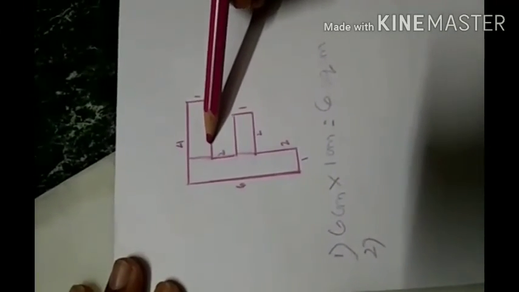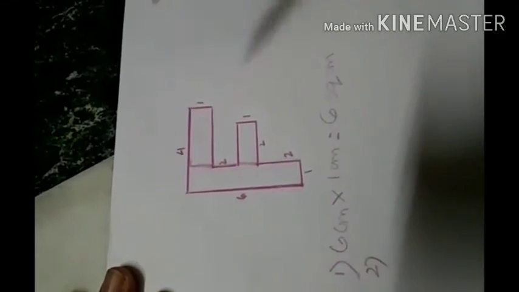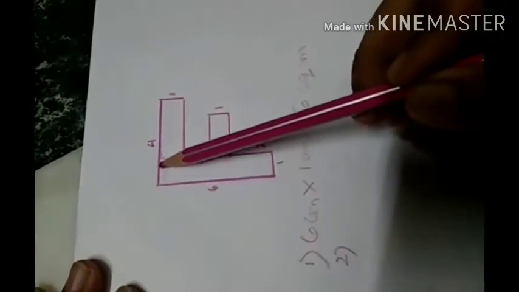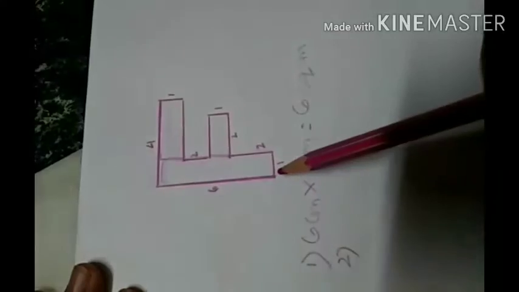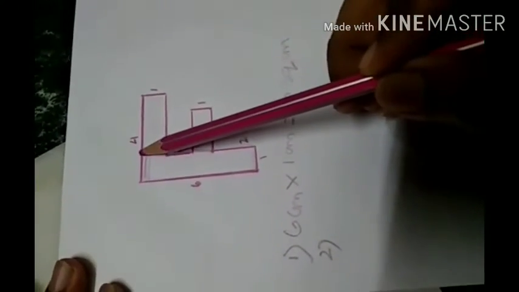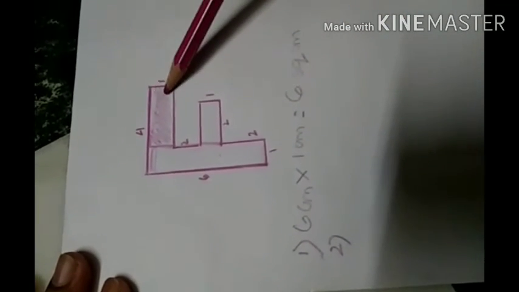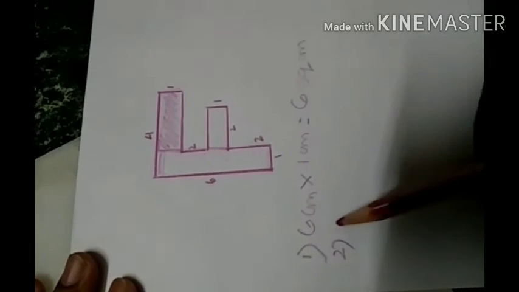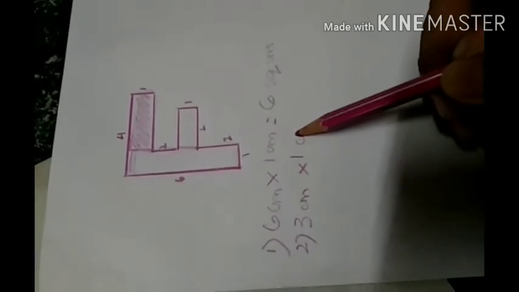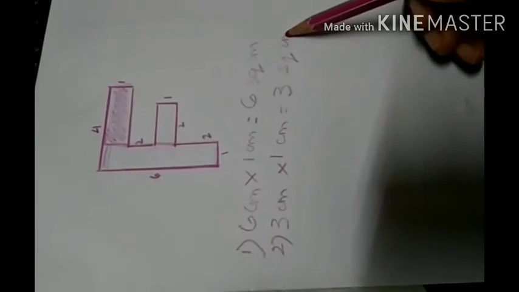Now we go to this rectangle. How do we know the length? This is 4. So we subtract this. How much is this? This is 1. So from 4 we subtract 1. So this length is 3 and breadth is 1. 3 centimeter into 1 centimeter. 3 ones are 3 square centimeter.